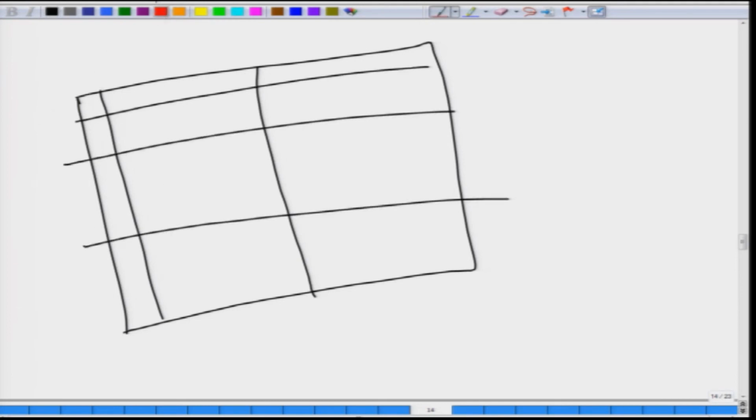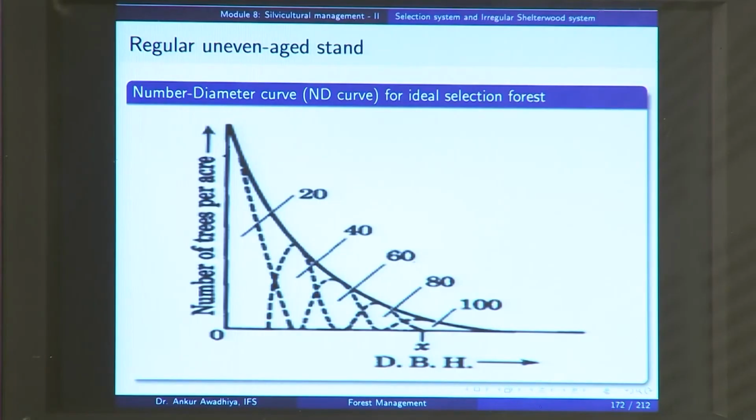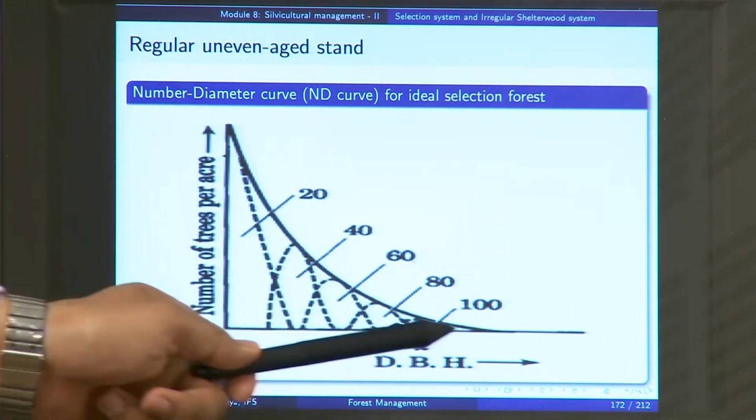So, this is your 0 to 1 year, this is your 1 to 2 year, this is 2 to 3 year, and so on. So, different age classes are not occupying equal areas. So, in this case we will call it an irregular forest. So, this is how a regular uneven age stand looks like. So, it looks like an inverse J curve.